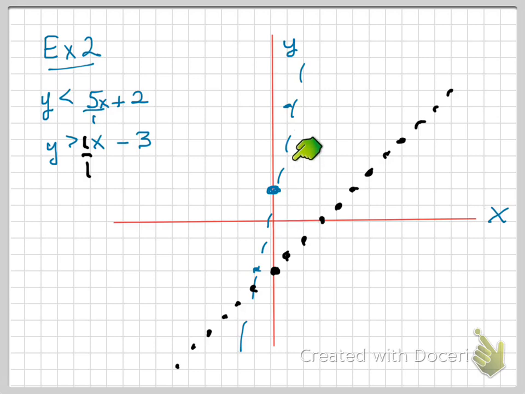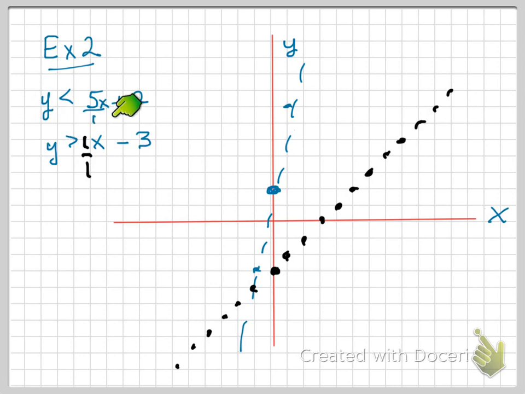Just to review a bit, this blue line right here is the graph of this line, crosses the y-axis at 2. Slope is up 5, right 1, or you can go down 5, left 1, and it's a dotted line since I do not have an equal sign underneath here. The black line, the dotted line that I have here, represents this one, crossing at negative 3, and a slope of up 1 over 1 all the way across the graph.